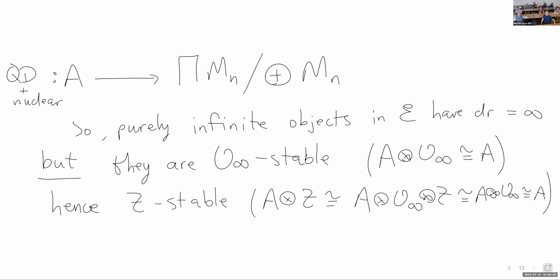Okay, so the purely infinite objects are O-infinity stable, so they're Z-stable, hence have finite nuclear dimension. This is a very, very non-obvious fact that I'm telling you, that Z-stability, this absorption A tensor Z isomorphic to A, implies finite nuclear dimension. Let me state the theorem.